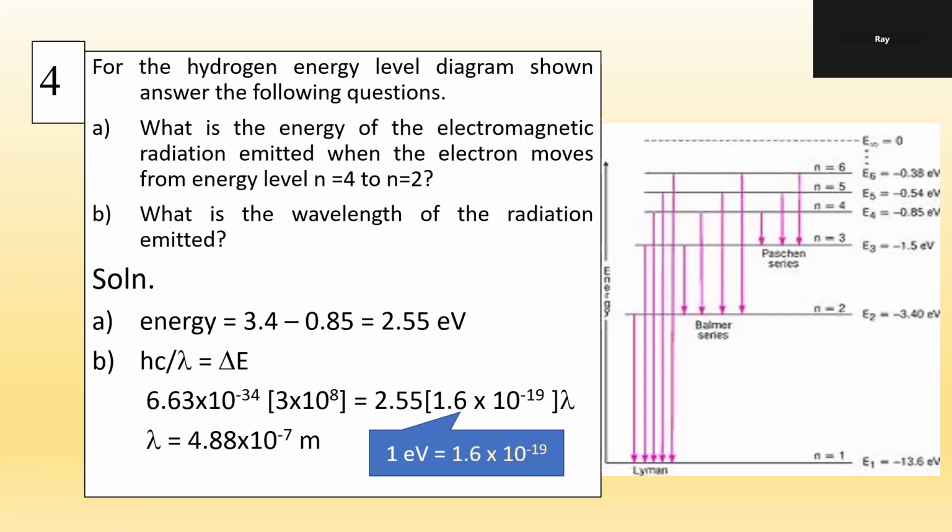Which part of the electromagnetic spectrum is this one? This is your AS work. Visible, okay. 400 to 700 nanometer, or 4 to 7 times 10 to the power minus 7. Yeah, visible light, visible spectrum. Balmer series is always visible spectrum lah. This one is infrared lah.